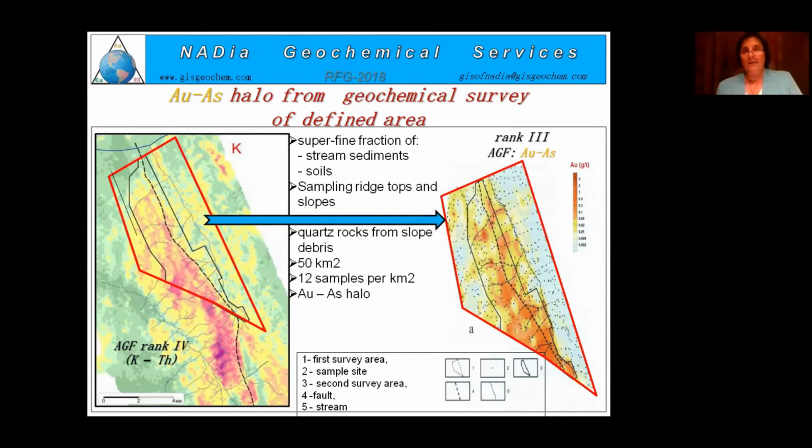The halo, as I said, was defined as gold-arsenic for rank 3. So after all calculations, the predicted gold amount from this anomaly was defined as 108 tons.